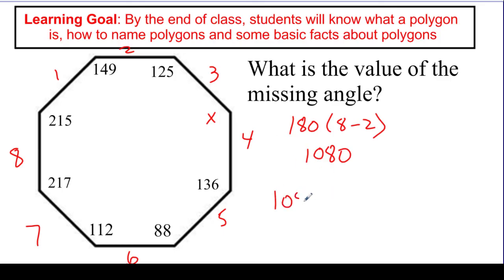So if I do 1080, which is the total number of degrees that should be there, minus 1042 degrees, it looks like I have 38 missing degrees, and so x in this case would have to be a 38-degree angle. But in order to figure out what that was, I needed to know what the total was in order to finish off my problem. Okay, so we have one more type of problem.